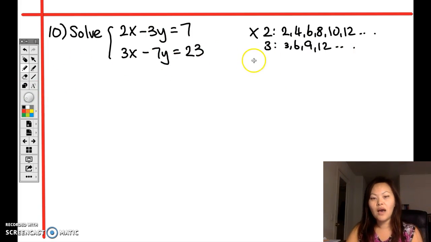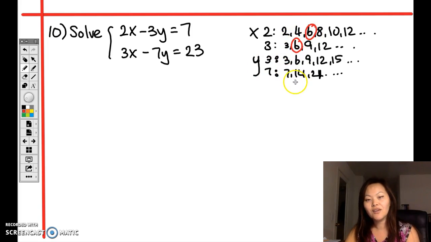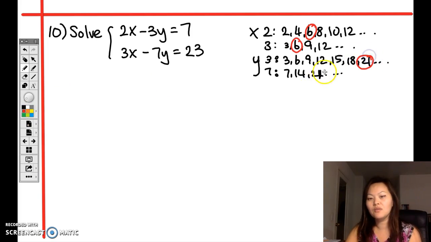And then we have to do the y's. For the y, we have 3 and 7. Neglect the symbols, just work on the numbers. So 3, 6, 9, 12, 15, dot, dot, dot, and 7, 14, 21, dot, dot, dot. And so let's see, what is our lowest common multiple here? This one is a 6. And over here, I had to go further: 15, 18, 21, dot, dot, dot. So our LCM is 21 over here.